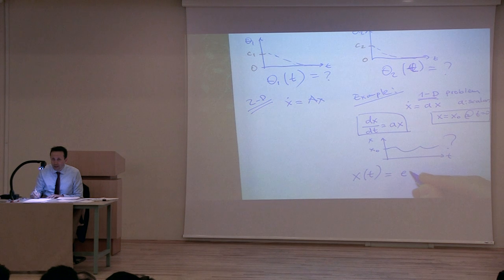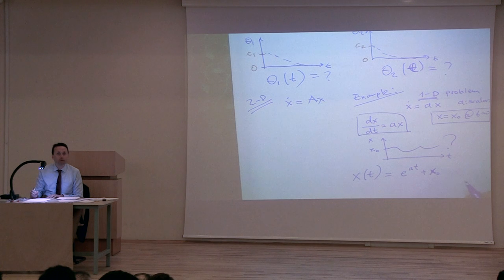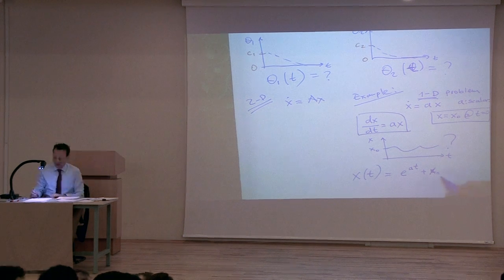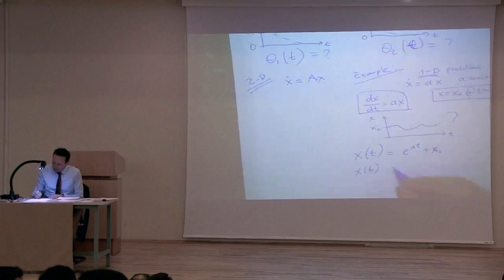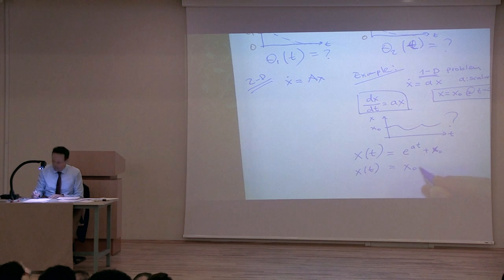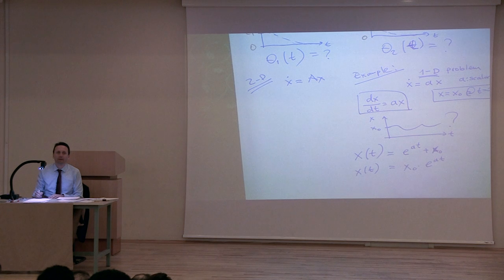Power A. AT. Okay. That's it? Plus C1. What is C1? Initial, so it's X0. Okay, any other solutions? Let's start here. Yes. X0 times e to the power j times t. X0? Okay. Any other solutions?